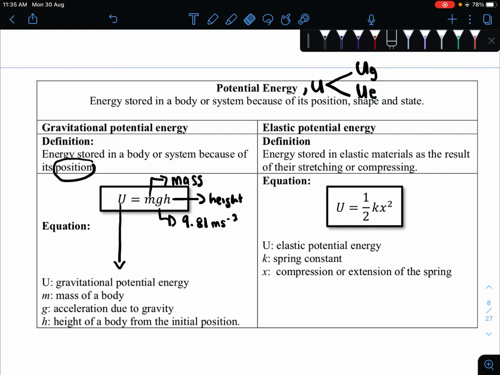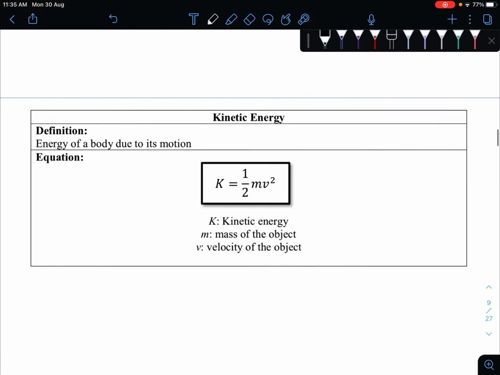So the elastic potential energy, U is equals to 1 over 2 k x square, where k here is the spring constant. Okay, dia adalah constant yang bergantung kepada the elastic material itu. And then x here is how much you're going to compress or extend the spring.